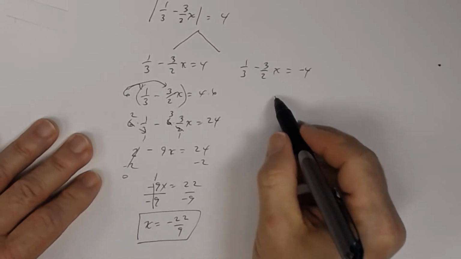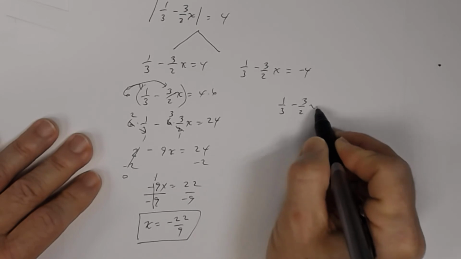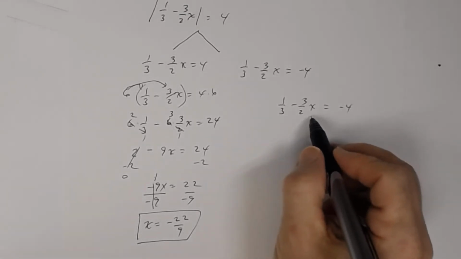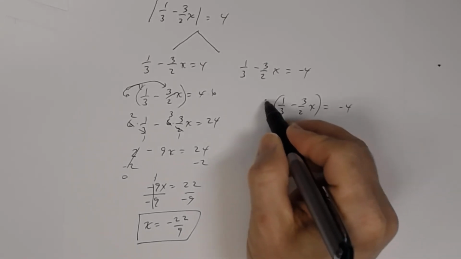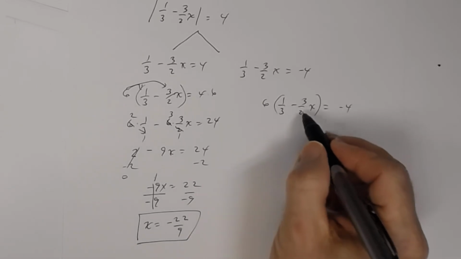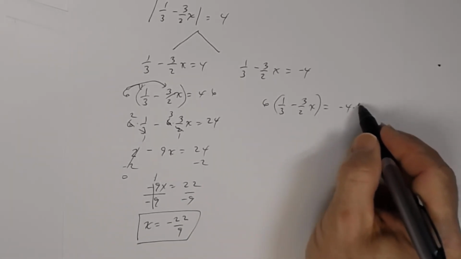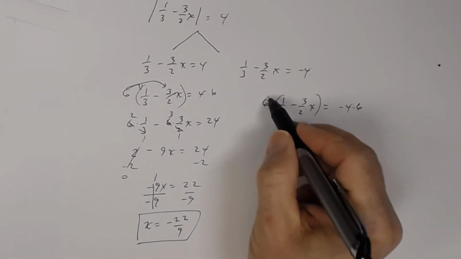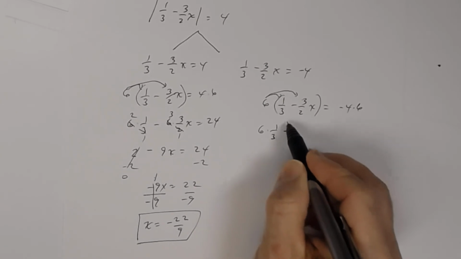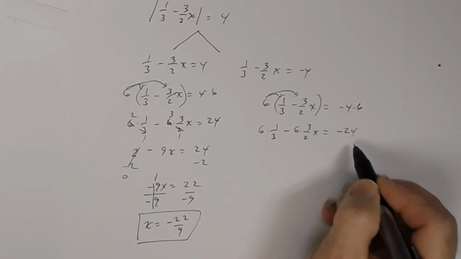All right, let's do this one. So let me go ahead and rewrite this a little bit further out here. 1/3 minus 3 halves x is equal to negative 4. So again, the LCD is 6, so let's multiply both sides by 6. Now remember, we put parentheses here because you had more than one term. You had 2 terms here. Here I don't need parentheses because it's just a negative 4. Now remember you've got to distribute. So you're going to say 6 times 1/3 minus 6 times 3 halves x is equal to a negative 24.